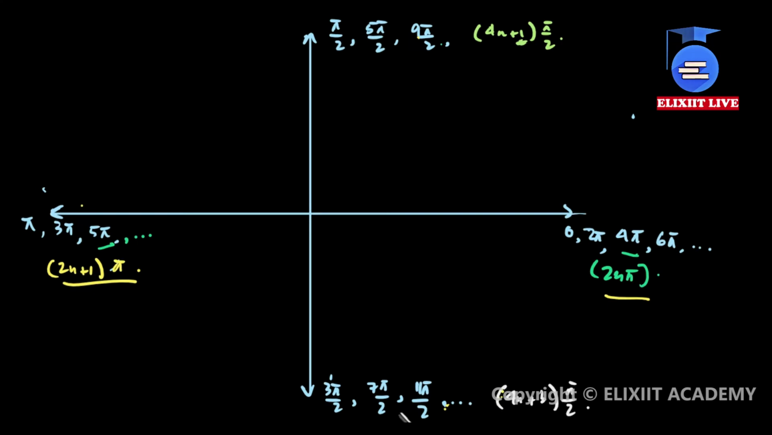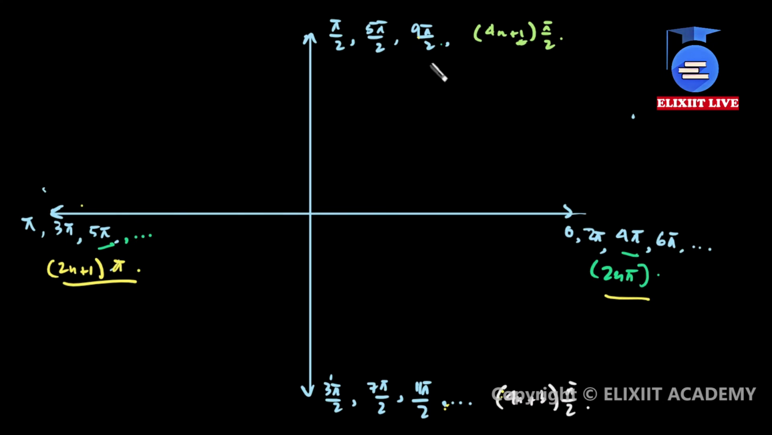Now what is the meaning of 4n plus 3 once again? 3 pi by 2, 7 pi by 2, 11 pi by 2 are all of the form 4n plus 3 into pi by 2. You keep on putting different values of n, and you will get different values. n can be 0, 1, and also negative numbers, minus 1, minus 2. Is this concept clear?